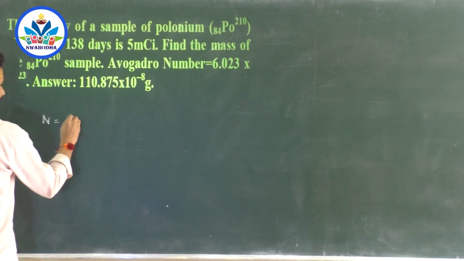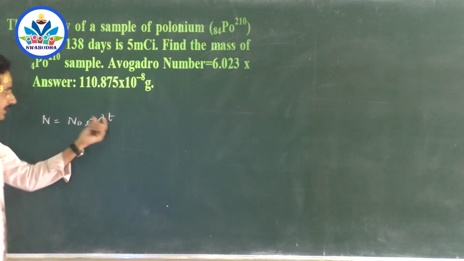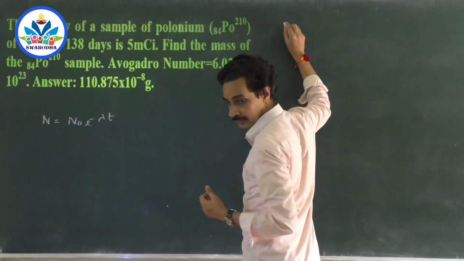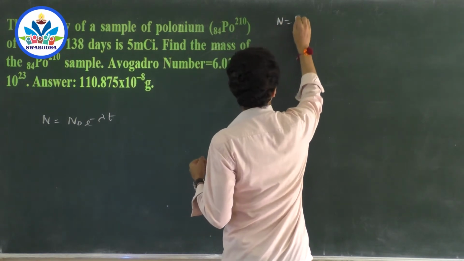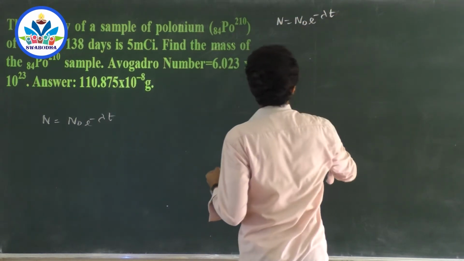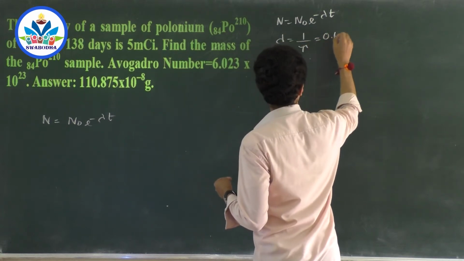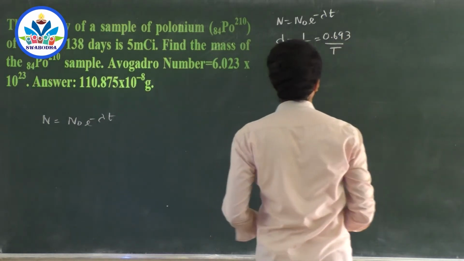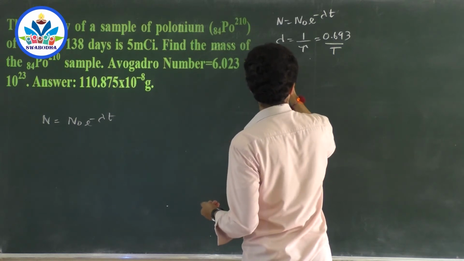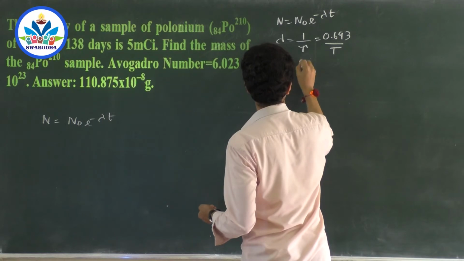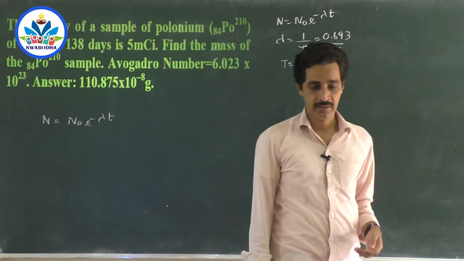N is equal to n naught e to the power minus lambda t. This gives the number of atoms remaining in the sample after a time t. And the decay constant is 1 over mean life, which is also equal to 0.693 by half-life, right? Then half-life is 0.693 by lambda. So this is how we relate all the things.